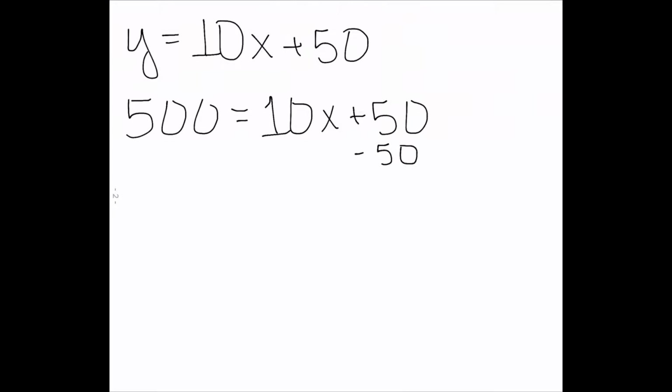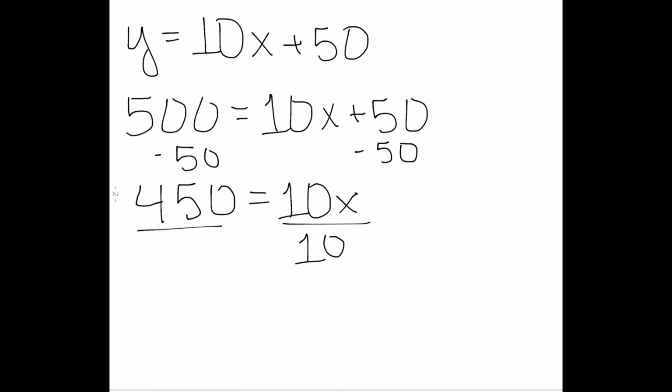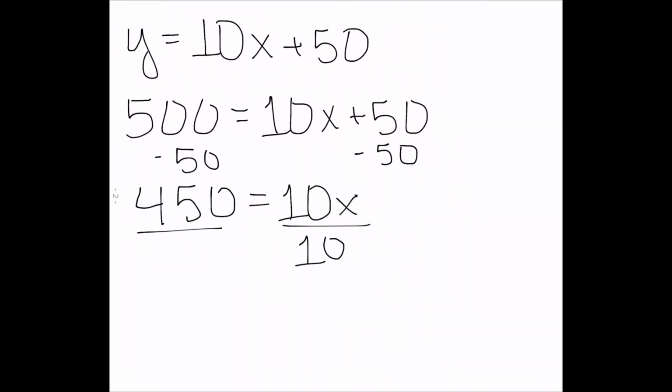So I can subtract 50 from both sides. That gets me 450 is equal to 10x. And I can divide by 10 to get 45 is equal to x. So in general, this will take me 45 minutes to fill up this swimming pool.